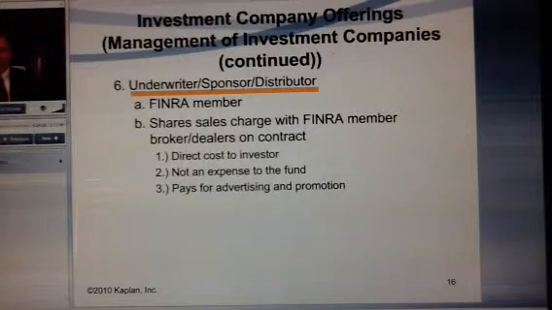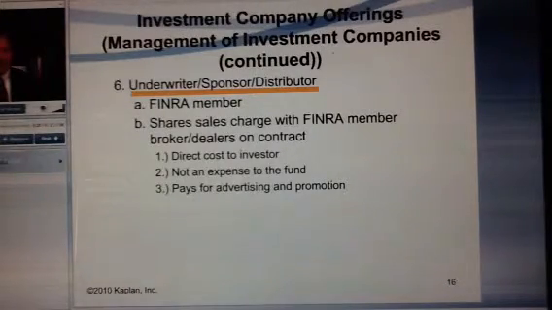One of the jobs of our underwriter, sponsor, distributor might be to go out and contract with some of the 5,000 broker-dealers that are doing business in America to see if we can get them to sell our shares to their clients. It's one of their jobs. So if they're going to go meet with another broker-dealer and sign a contract, that other broker-dealer would also be a member of FINRA.